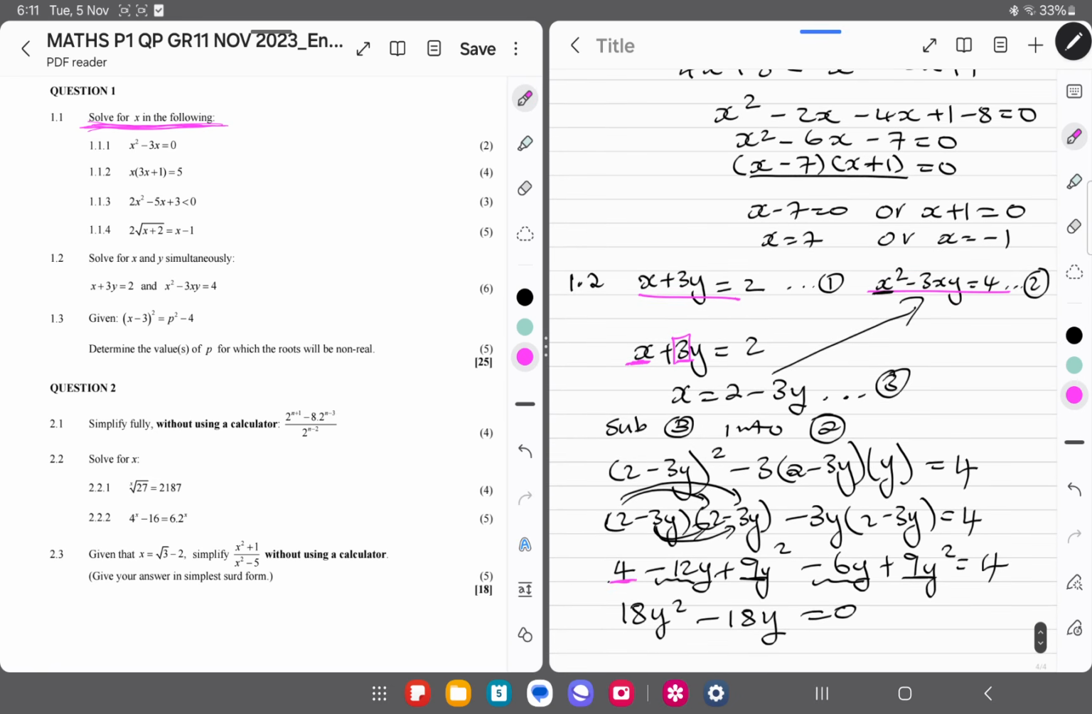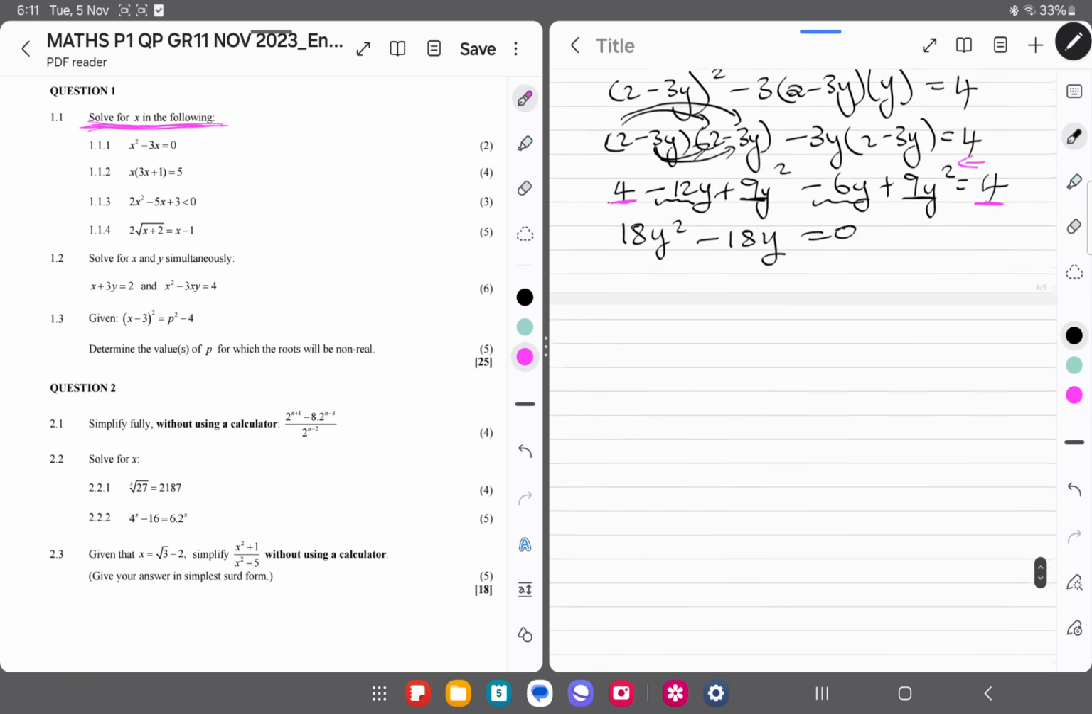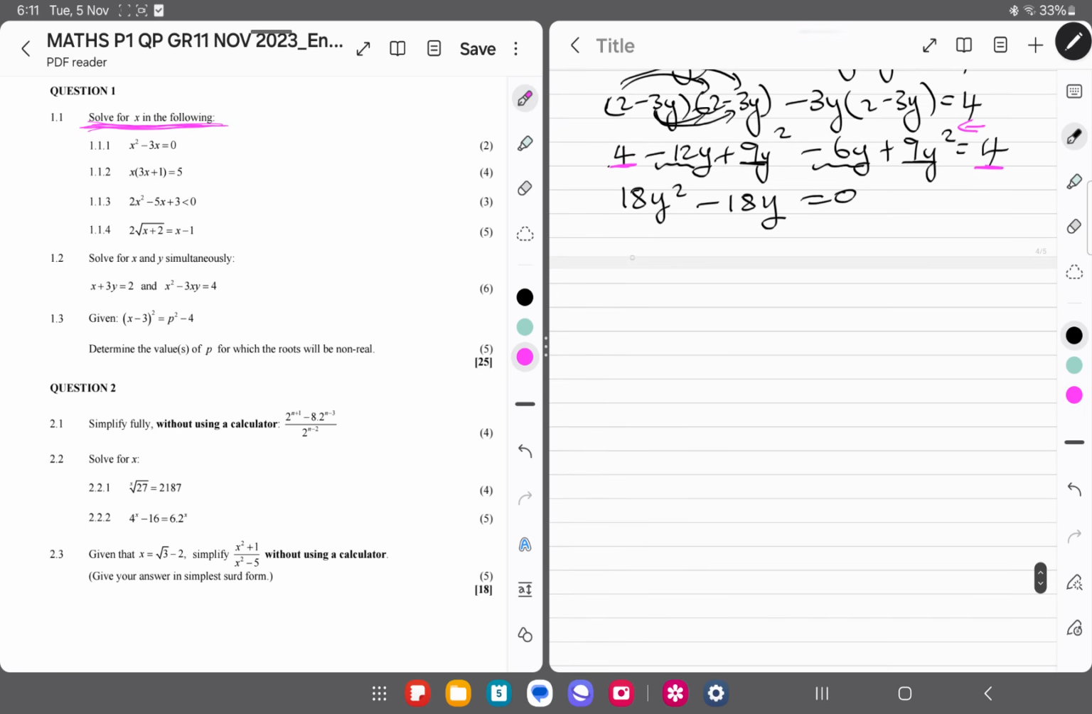Because this 4 is positive on this side, once it goes to this side it will be negative. Then they will cancel one another. I hope we are clear on that one. Good. Now, take from here, we are coming here.